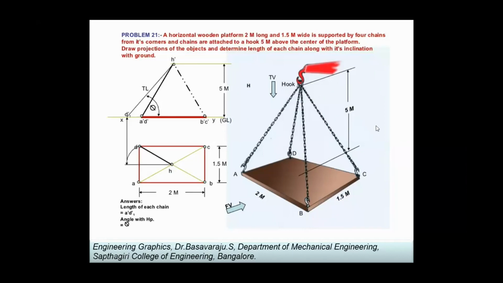A horizontal wooden platform, 2 meter long and 1.5 meter wide, means it is a rectangle, is supported by four chains from its corners, and the chains are attached to a hook 5 meter above the center of the platform. See, this height is 5 meters, the altitude of this triangle. In the front view, draw the projections of the object and determine the length of each chain along with its inclination with the ground.